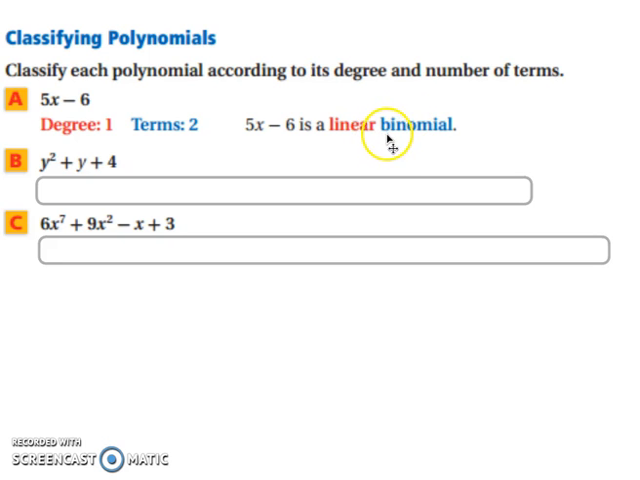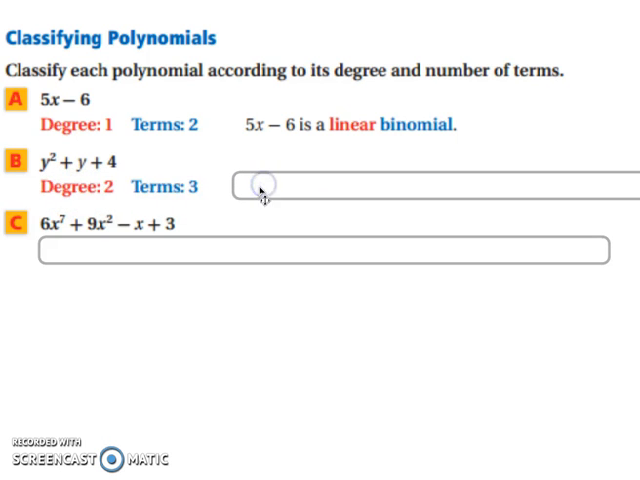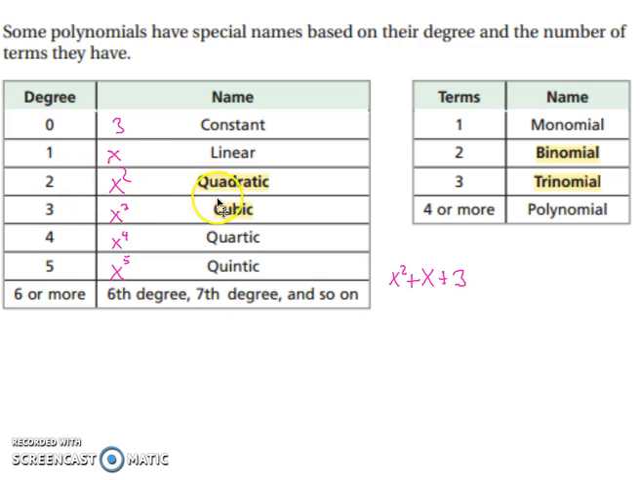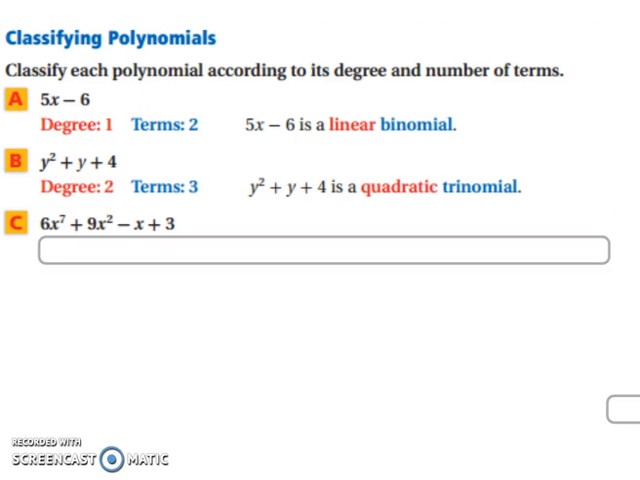Now that you've had a chance to try the next 2 on your own, let's look at them together. So let's start with the degree. The degree is 2, and there are 3 terms. So since it's a degree 2 and there are 3 terms, we are going to state that it is a quadratic trinomial, because degree 2 means quadratic and 3 terms means trinomial. So now let's look at C. C is a little complex.